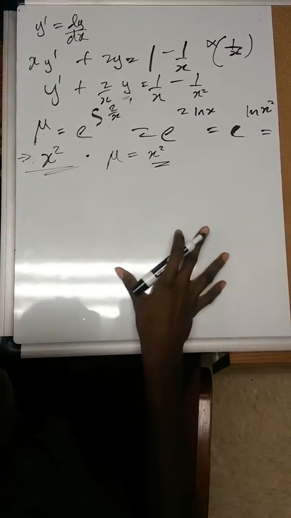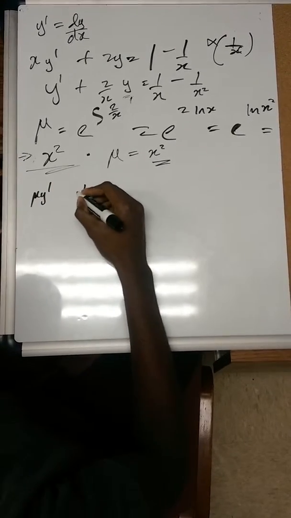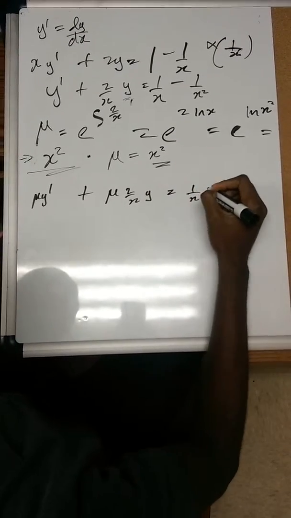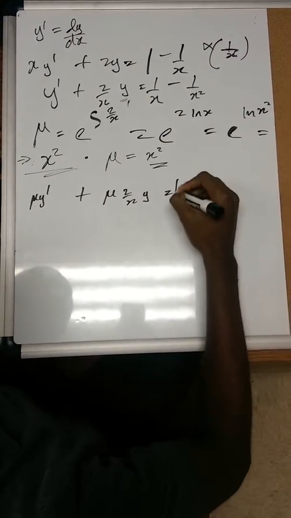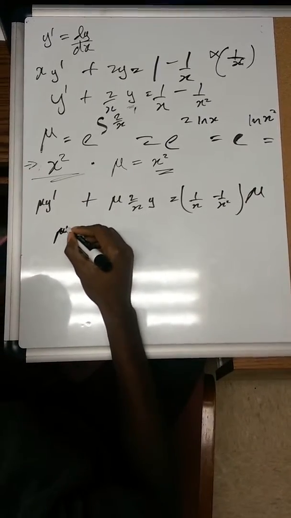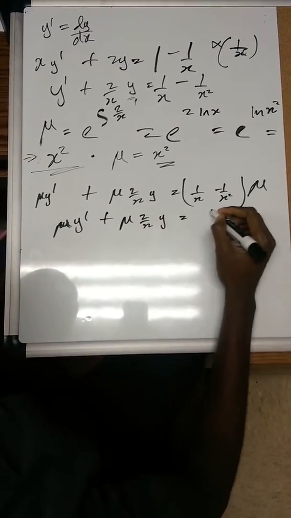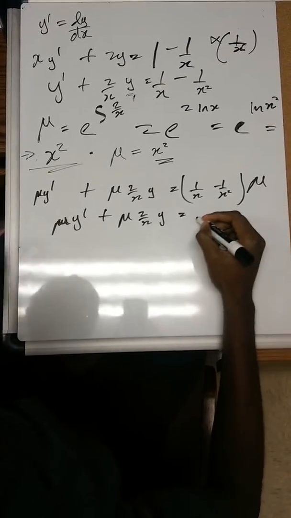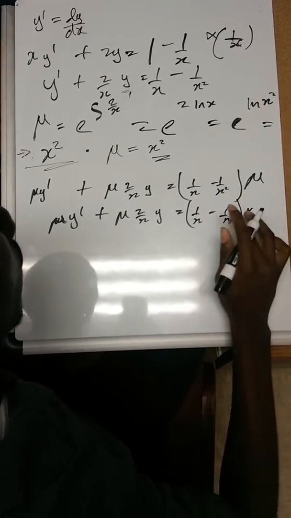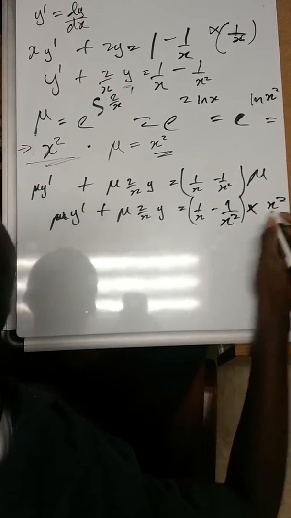Now, from normal math functions, we're going to multiply through by mu. So you get mu y prime plus mu times 2 over x times y equals 1 over x minus 1 over x squared, times mu. This should give you mu y prime plus mu 2 over x y equals, and we substitute mu here, 1 over x minus 1 over x squared times x squared.